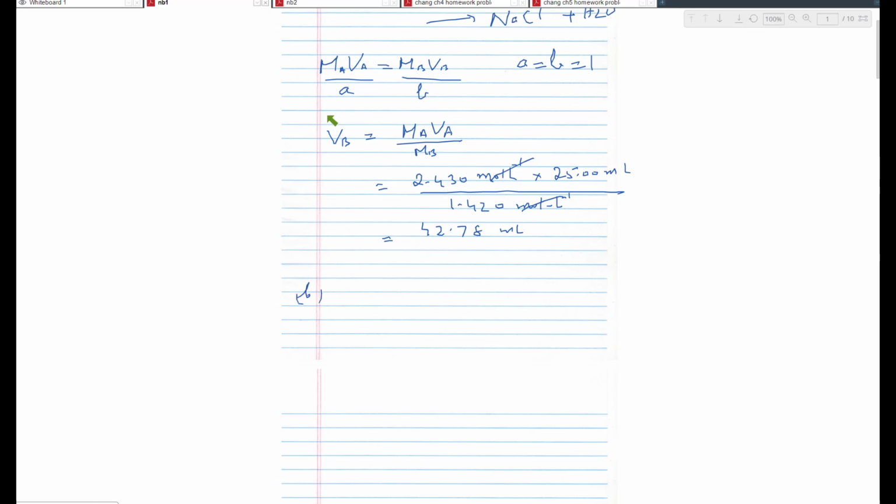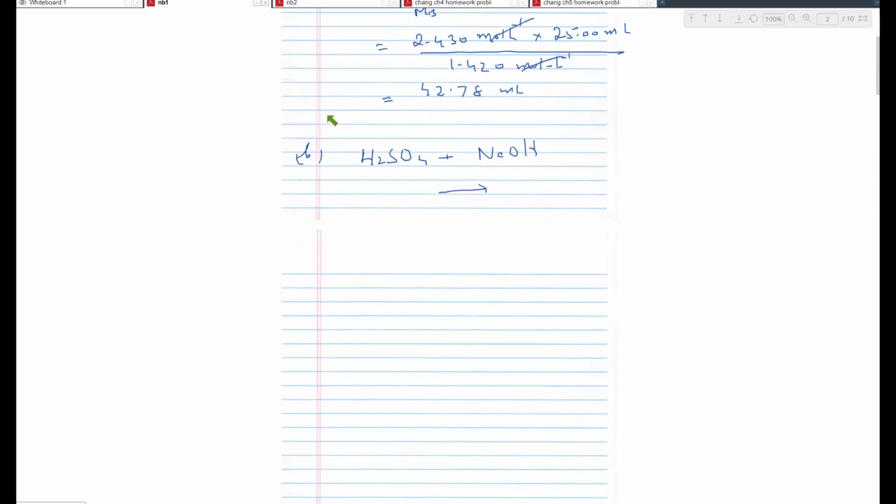What is the equation for the next one? We have H2SO4 plus NaOH reacting to form, let's see, NaHSO4? No, Na2SO4 and water. But we have to balance this equation, because each sulfate needs two sodium ions. So Na2SO4, I am balancing it, making two sodium, and I also have two water molecules.